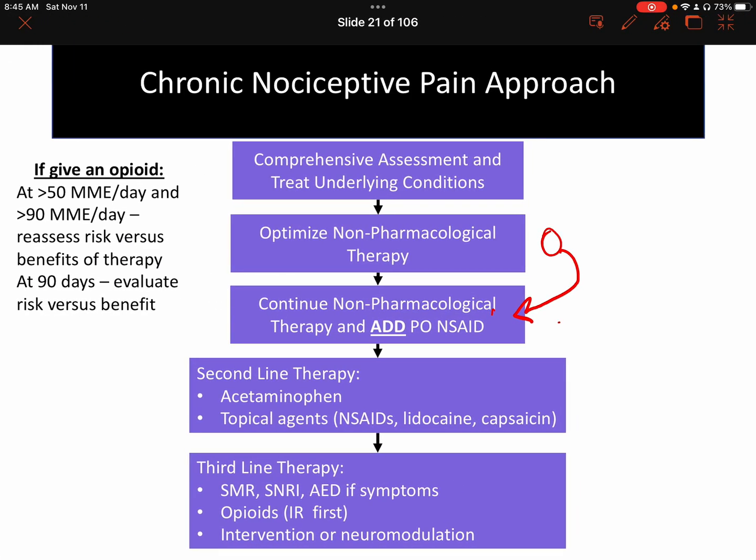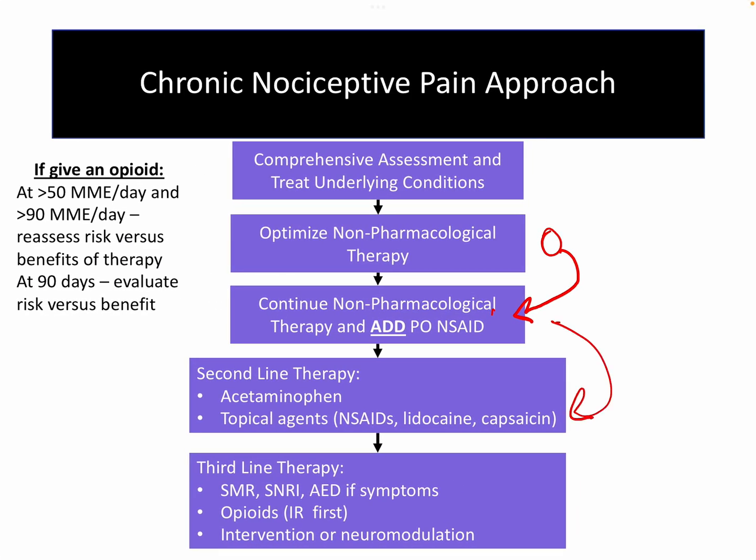Then we can move to our second-line therapies. Now, if somebody has a contraindication to a PO NSAID, then we can also consider second-line therapy. But that can either be Tylenol or a topical agent. We'll come back and look at this again once we have our pharmacotherapy toolbox filled. And then we have our third-line therapy.